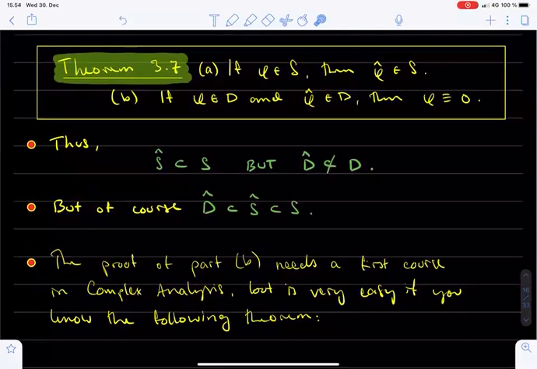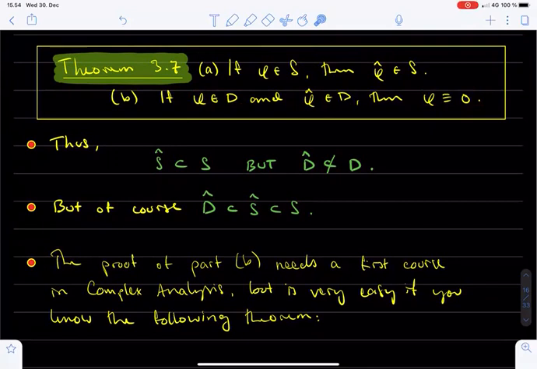Recall from proposition 3.4 that Schwartz functions are L1 functions, so the Fourier transform here refers to the Fourier transform of L1 functions. Second, if phi is a test function and also the Fourier transform of phi is a test function, then phi is the zero function.